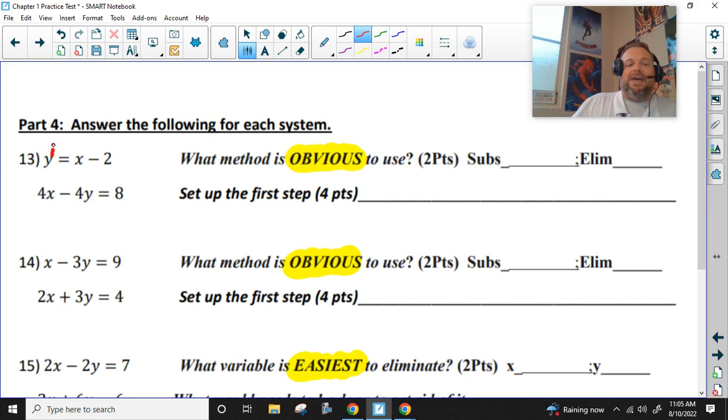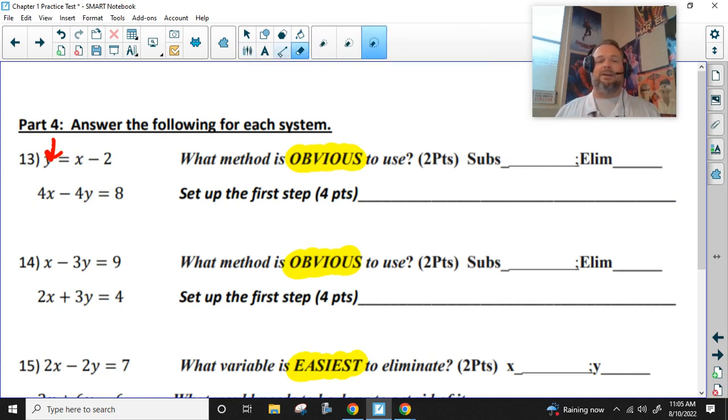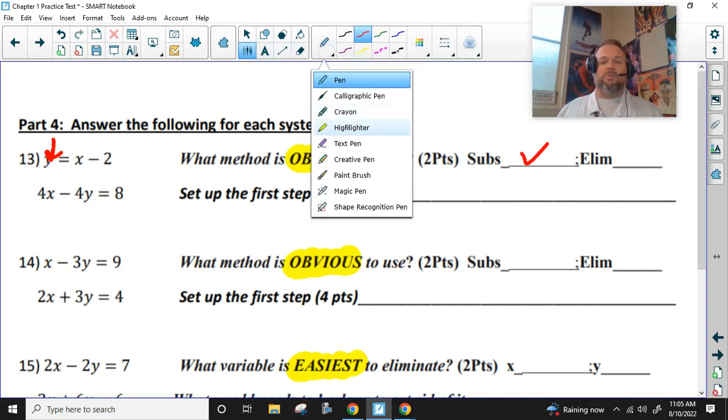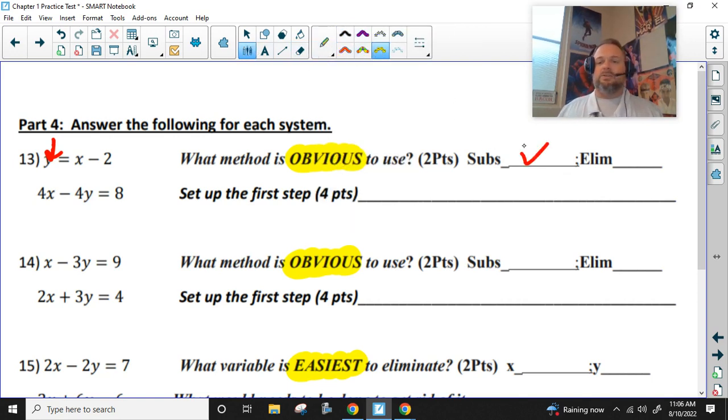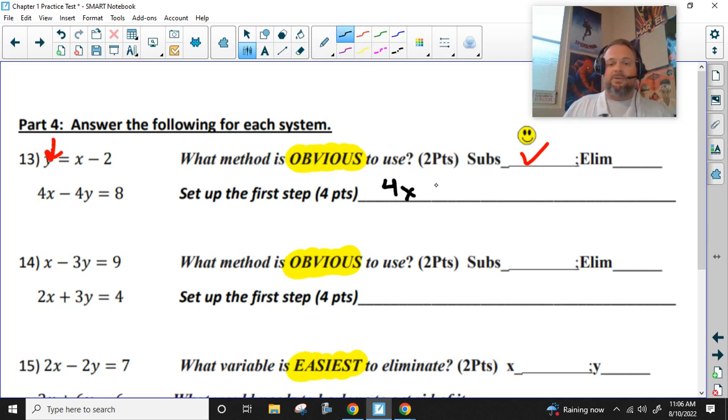If I look here, I have a variable by itself. I said in substitution, look for the variable by itself. Okay, so you could put an X there, you could put a check. If you want to be super fancy, you could do a smiley face, do something to mark that. Okay, now to set up the first step, it's going to look like we had done them. And that's it. That's all you have to do for that one.